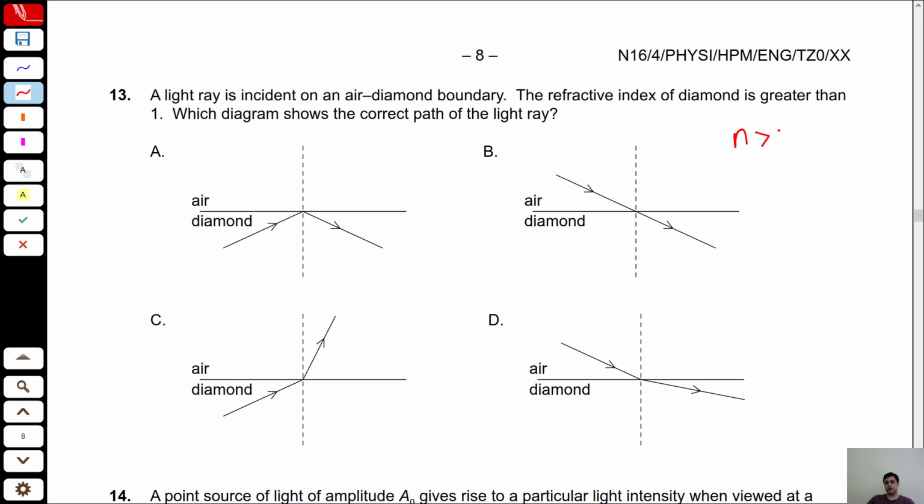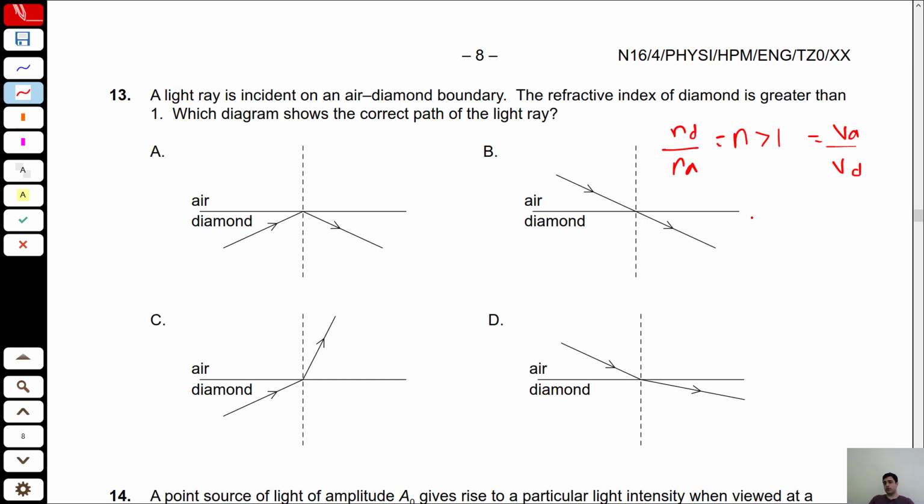So in this case our refractive index is bigger than 1. Our situation is something like that. The refractive index here is equal to the refractive index of diamond versus the refractive index of air, and this is also equal to the velocity in air over the velocity in diamond. It means if the refractive index is bigger than 1, there is a bigger velocity in air than in diamond.